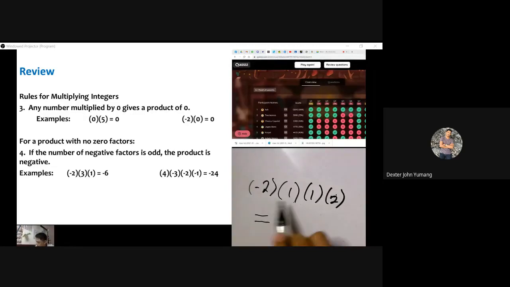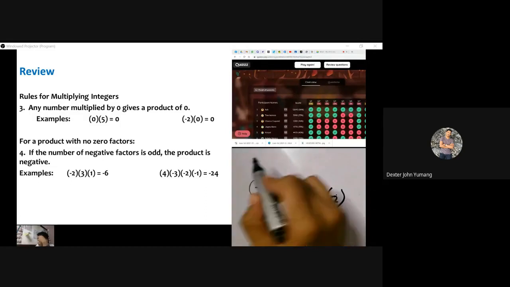Okay, 2 times 1 is 1 times 2, times 1 ulit, 2. Tapos times 2 ulit. Ganun lang po. Multiply mo lang siya sunod. 2 times 1 times 1 times 2. 2 times 1 is 2, and 2 times 1 is 2, times 2 is 4. So that is positive 4. So ano po ibig sabihin nun?